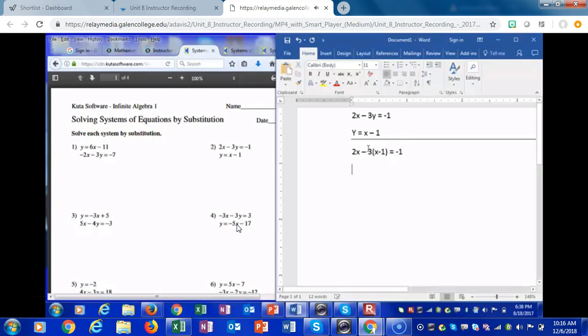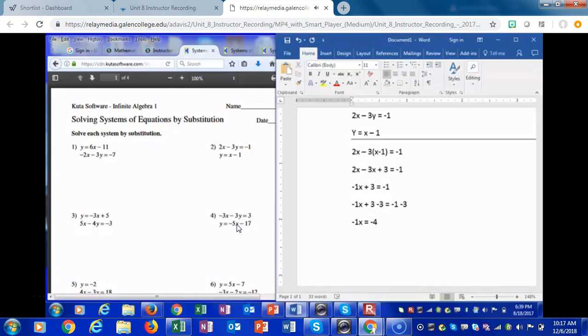Then we apply the distributive property for negative 3 inside of the parentheses, and we have 2x minus 3x, and negative 3 times negative 1 is plus 3. That equals negative 1. So 2x minus 3x, if we combine like terms, is negative 1x plus 3. That equals negative 1. Then we want to move that 3 to the other side. So we have negative 1x plus 3 minus 3 equals negative 1 minus 3. In this area, 3 minus 3 is 0, or it cancels out. So we now have negative 1x equals negative 4.